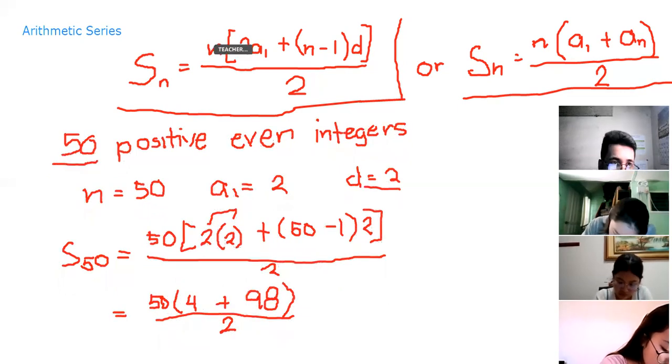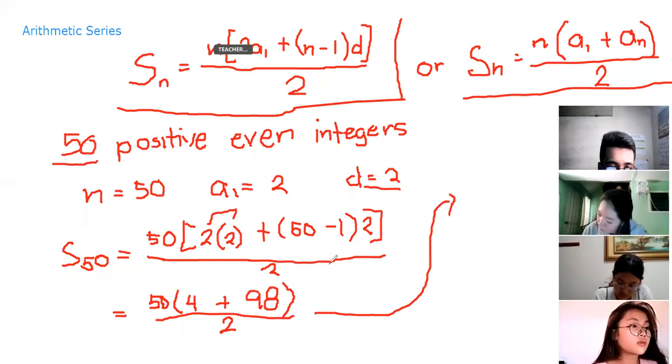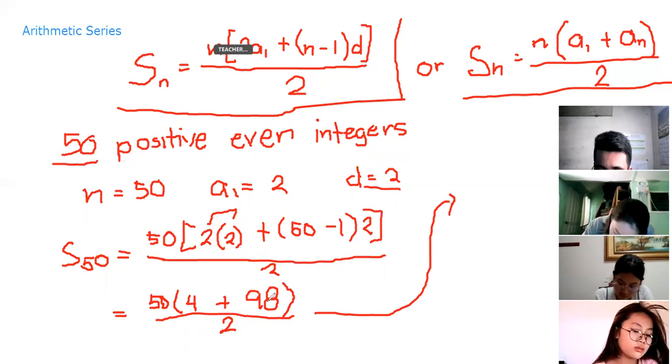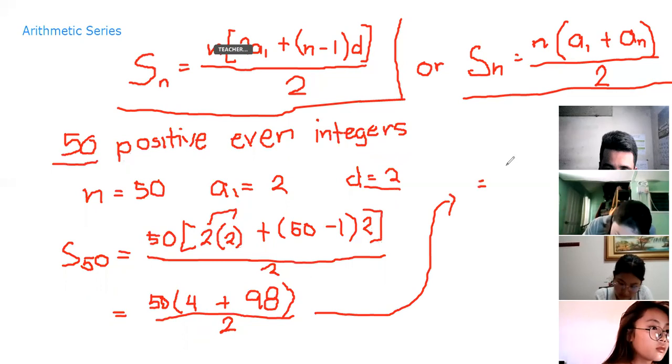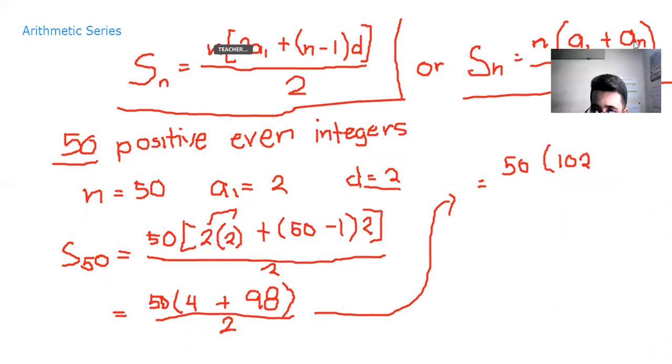50 times (4 + 98) over 2. So, 4 plus 98, that is 102. So, it is still equal to 50 times 102 over 2. So, 50 times 102. What is 50 times 102?